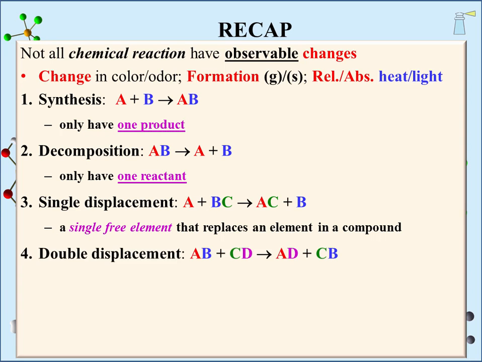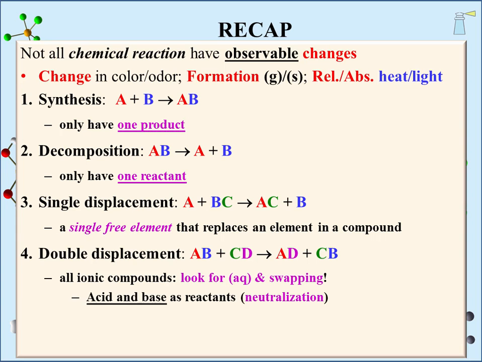For the double displacement reaction, AB reacts with CD to produce AD along with CB. The reactants are generally all ionic compounds. Additional clues are the AQ subscripts and the swapping of cations and anions. A subset of these reactions is the acid and base neutralization. Products are a salt and water.